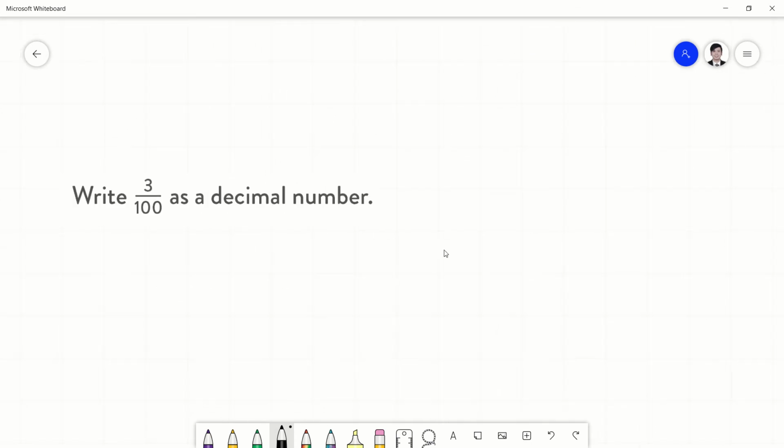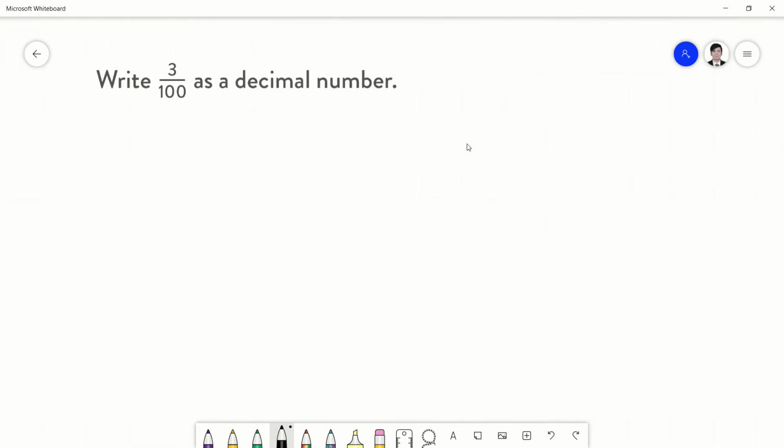Let's have another example. We have here 3/100. That means that it is in the hundredths place. So you can write 3/100 as 0. tenths, hundredths. So this is the hundredths place. So you write 3 in here and 0 in here. So we have 0.03 or 3/100.